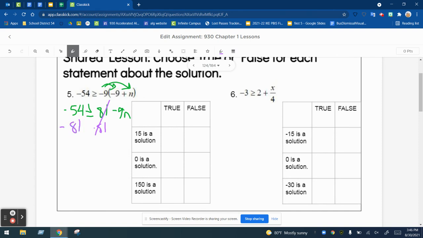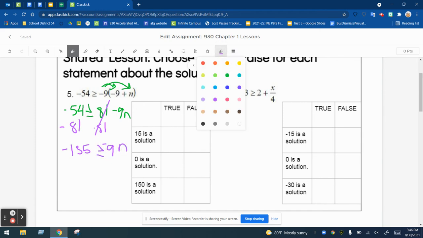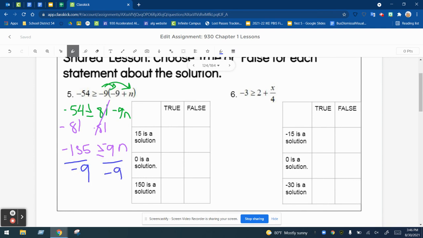Negative 54 minus 81 will give us negative 135. It's greater than or equal to negative 9n. So now let's divide by negative 9. And we'll get 15 is less than or equal to n, right? So I have to change my sign. So 15 is less than or equal to n.